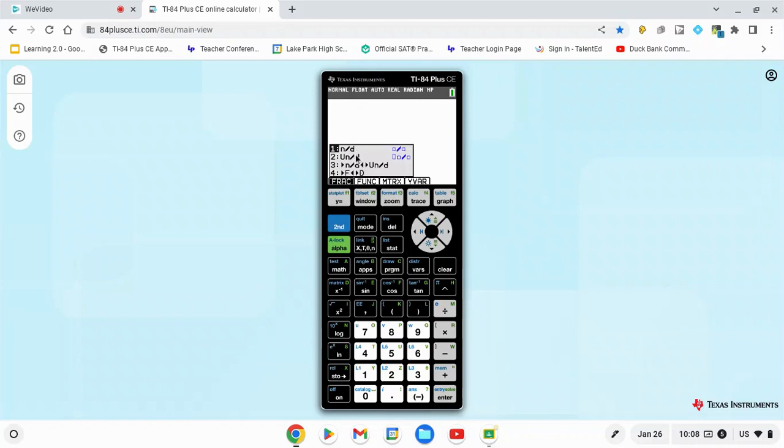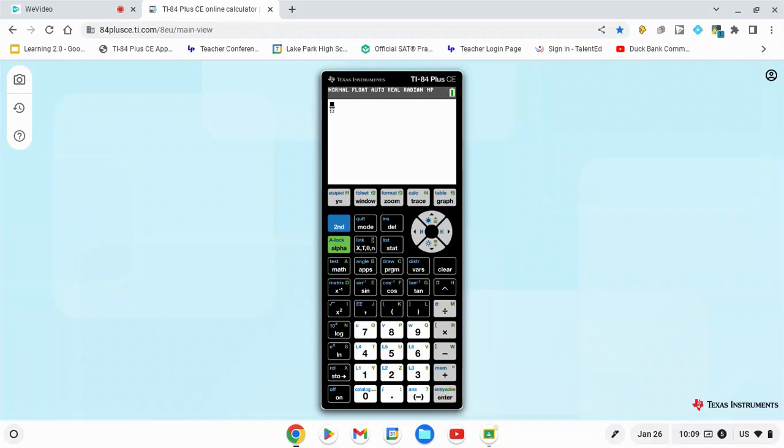So option number 1 is just if you want to type in any fraction. Option 2 is if you want to type in a mixed number. Option number 3 is if you want to convert from an improper fraction to a mixed number, or vice versa. And so we're just going to select option number 1 because we're just typing in a fraction.